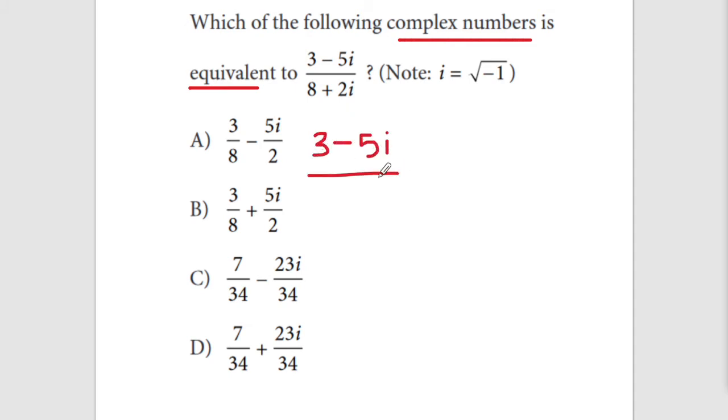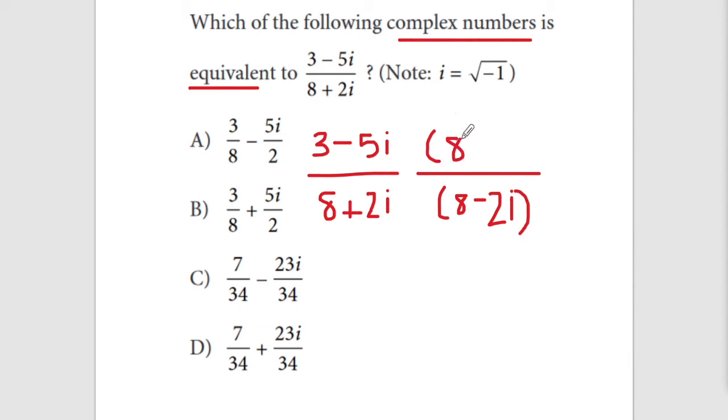So I have 3 minus 5i over 8 plus 2i. Now I'm just going to multiply by the conjugate, because you're just multiplying by 1, and you can multiply by 1 as many times as you want, because 8 minus 2i over 8 minus 2i is 1. It's just another form of writing it. Now I'm just going to distribute. So I have 64, and then -2i, because it's 8 times -2i plus 2i times 8. It's actually going to cancel, so we don't need to write that.